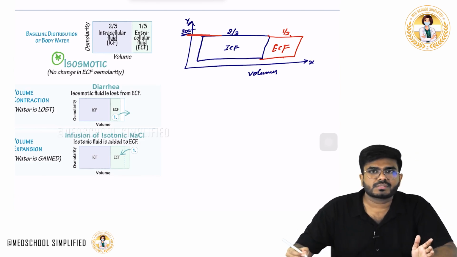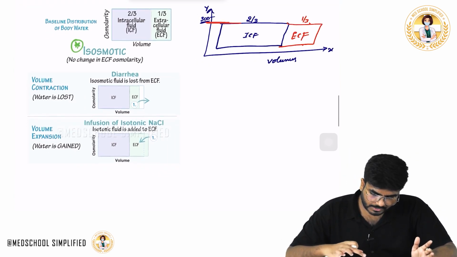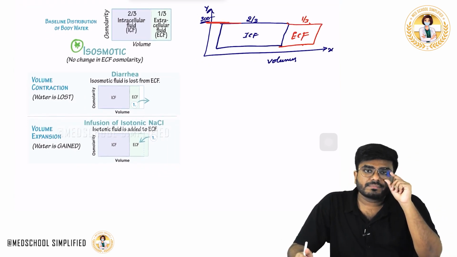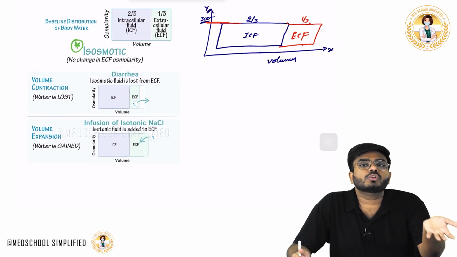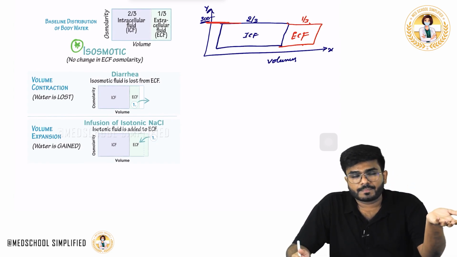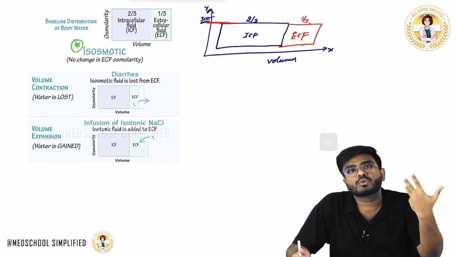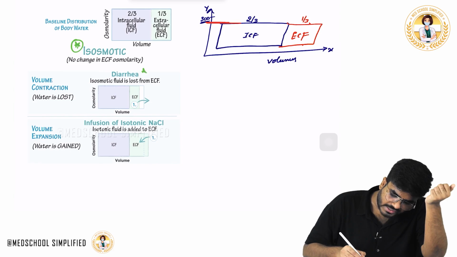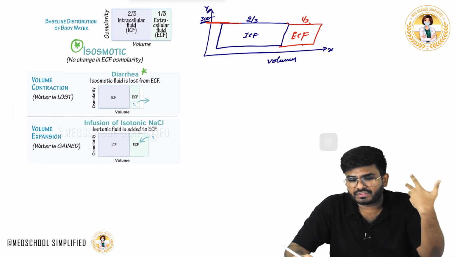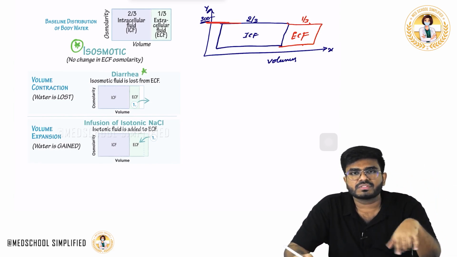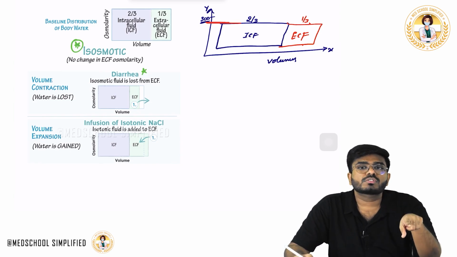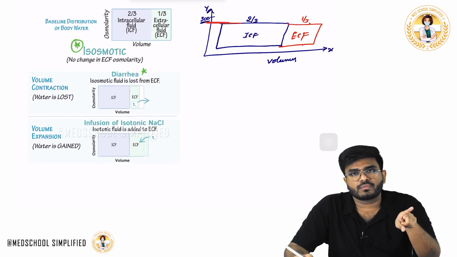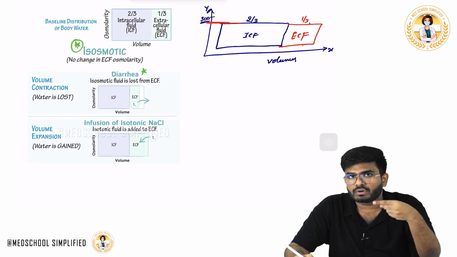Isosmotic changes. What do I mean by that? If you lose isotonic fluids out of the body, for example in a condition called diarrhea, the patient is losing fluids. Which fluids is he losing? He is going to lose mainly the extracellular fluids. The extracellular fluids are going to be lost out of the body.